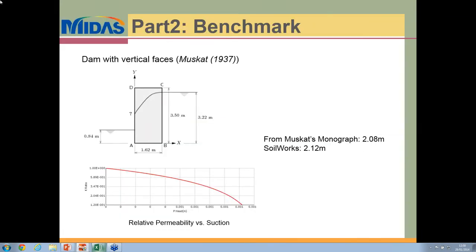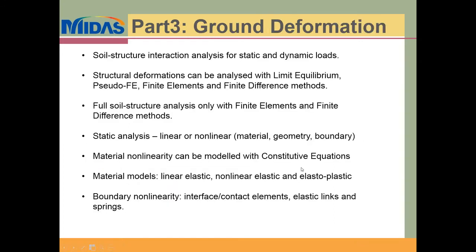So this blue line here represents the phreatic surface. If you check, this value is determined as 2.12 meters, and from the monograph proposed by Muskat, it's 2.08. So a slight marginal difference. Before we proceed to the third part of our webinar, I would just like to show you the analysis of an embankment, how you can do it in the SoilWorks environment.